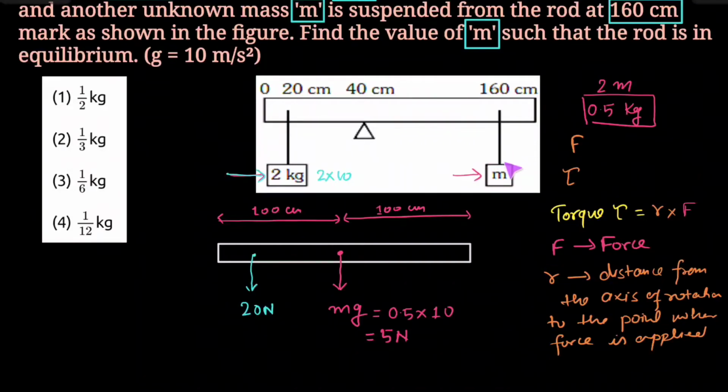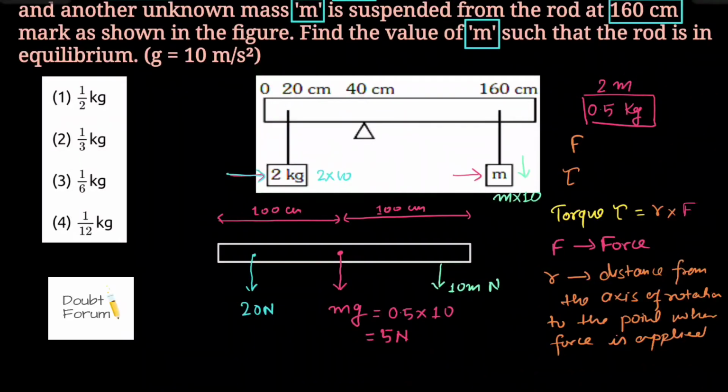Because of this mass m, there would be a force in the downward direction, and the magnitude would be m into g. This m is unknown, and the value of g is 10. So this would be our third force, equal to 10m Newton, in the downward direction.